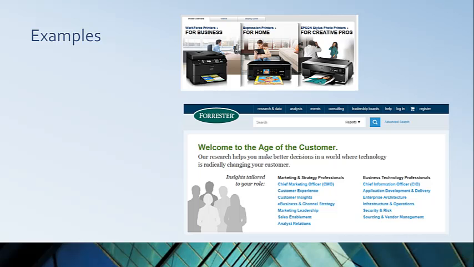This is what I would call externally visible segmentation. It's very easy for me as a person who's looking for a printer for my home, and I'm not really interested in super high print quality at this point, at least not in my printer.